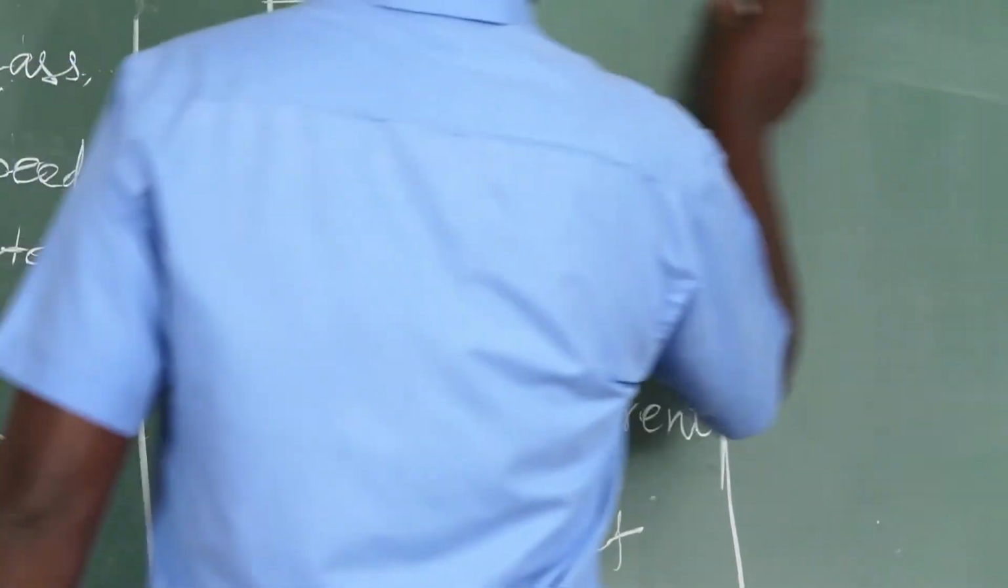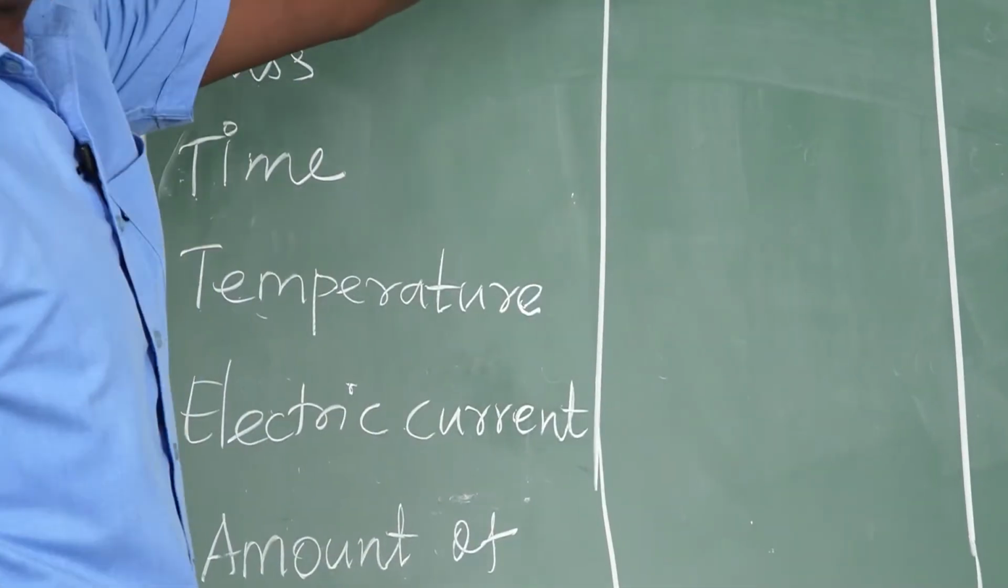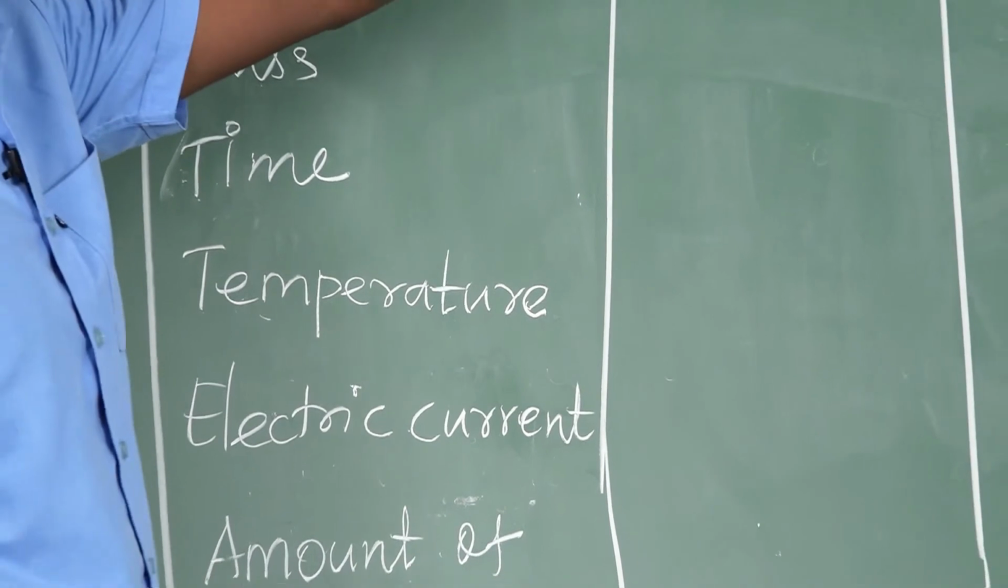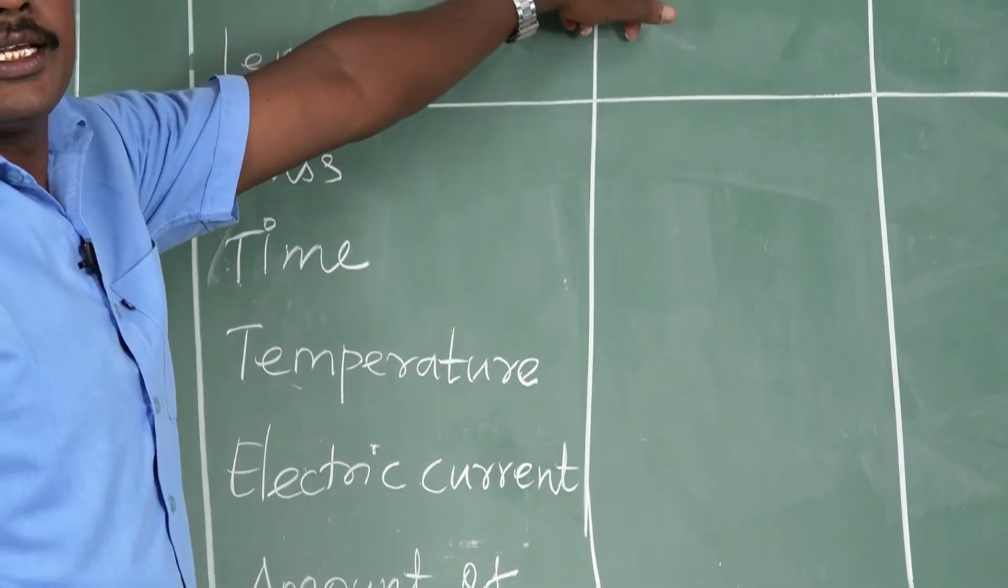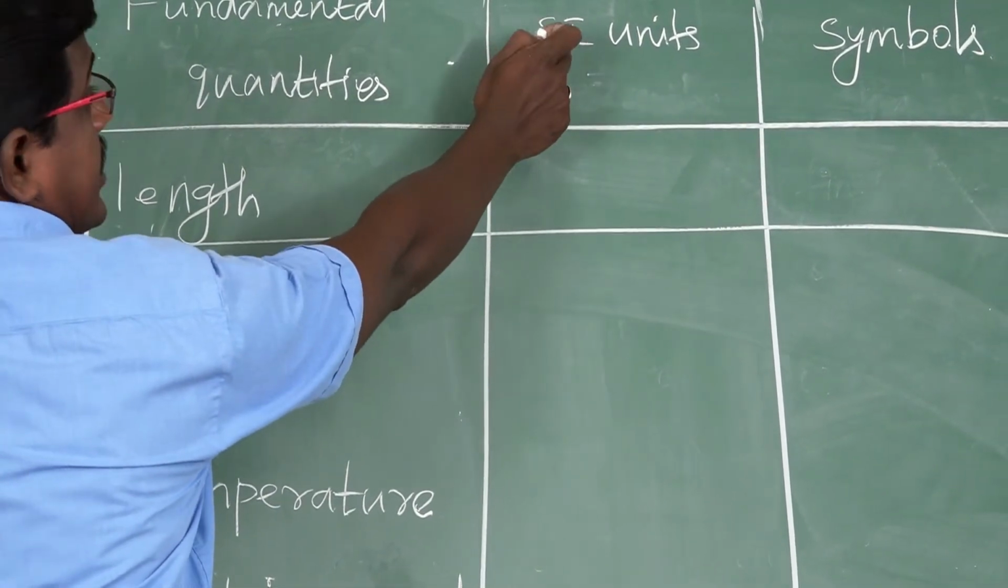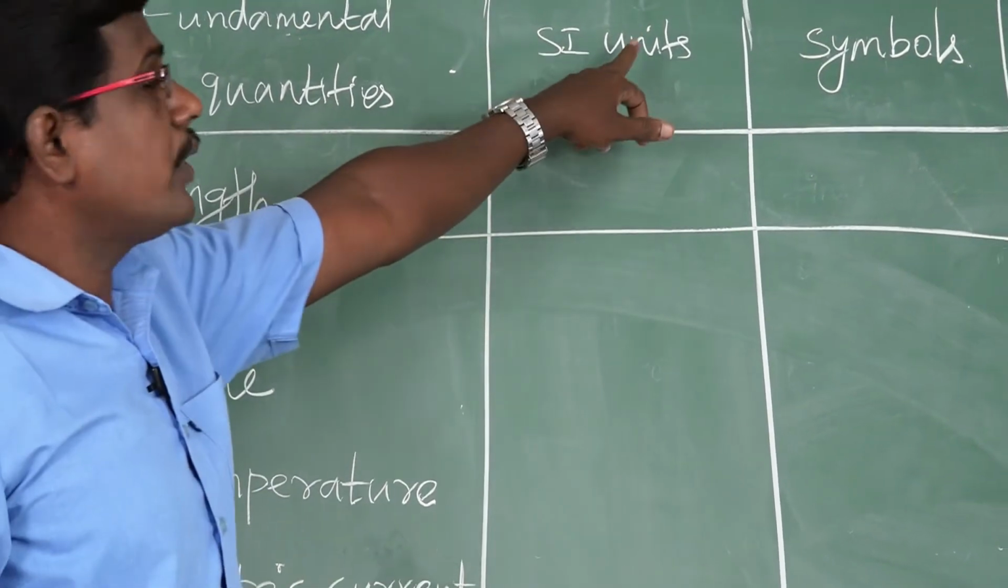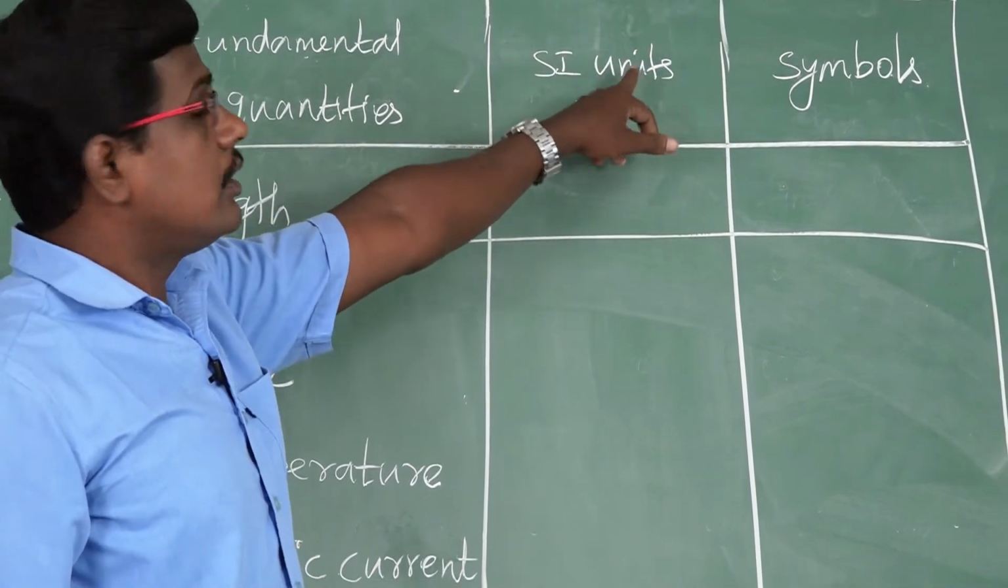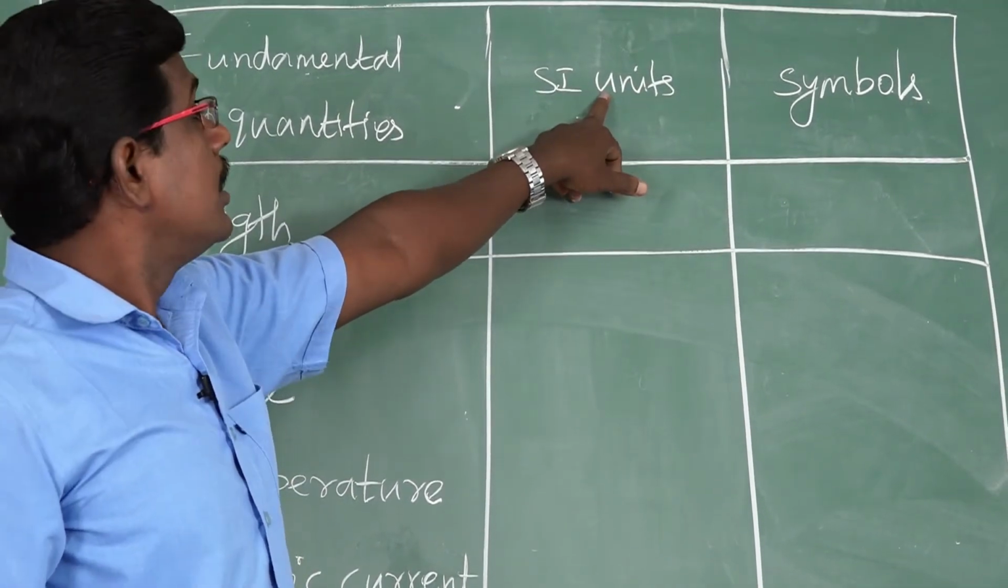First one, length. SI unit of length. What does SI mean? SI means International System of Units. Units I already told you: standard measurement is called a unit.